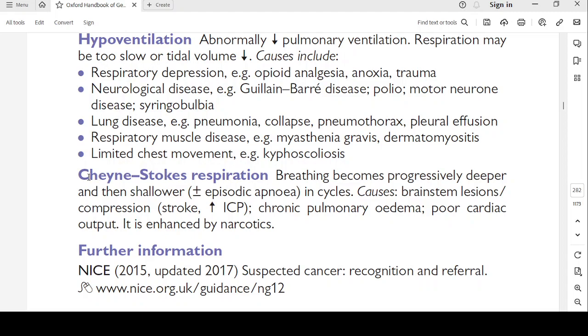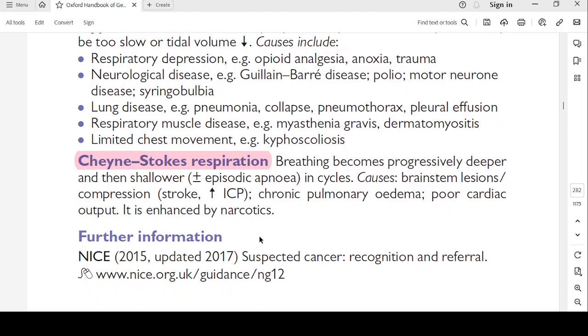Cheyne-Stokes respiration. Cheyne-Stokes breathing: breathing becomes progressively deeper and then shallower, with episodic apnea in cycles. Causes are brainstem lesions, compression either due to stroke or increased ICP, chronic pulmonary edema, poor cardiac output. It is enhanced by narcotics.